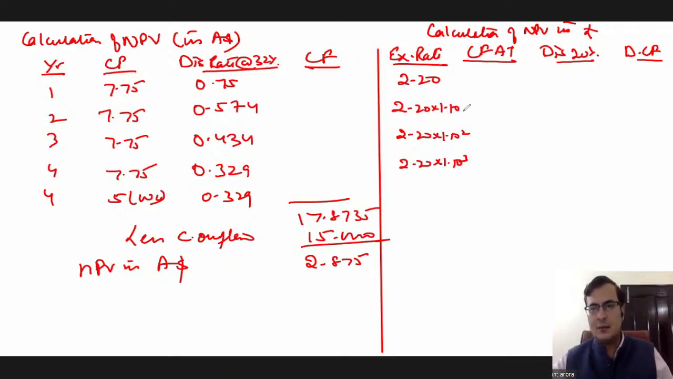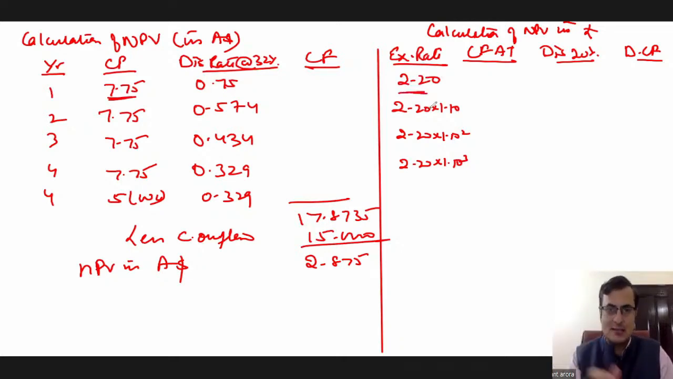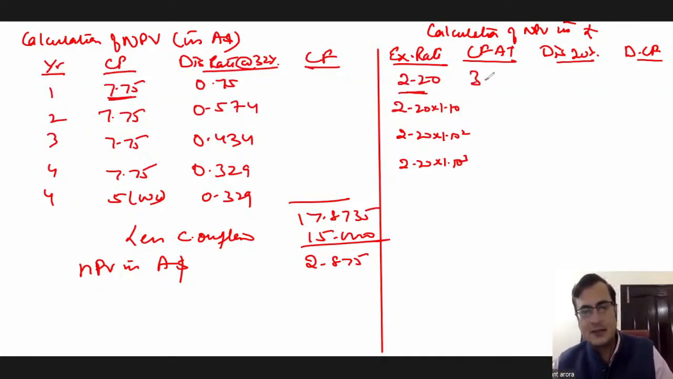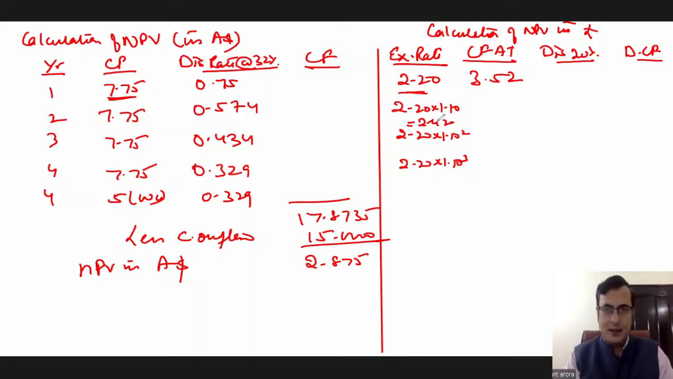Okay, so that comes out to be 7.75 divided by this. Because now the base currency is not the same as it was in the other one. So this will be cash flow after 3.52. Okay, 2.2 into 1.1, so it becomes 2.42. So 7.75 divided by 2.42. So this becomes 3.20. Okay, so 2.2 into 1.1 into 1.1, so 2.662. Okay.